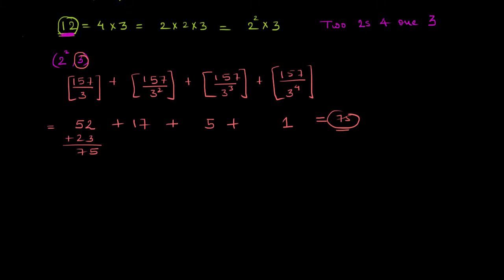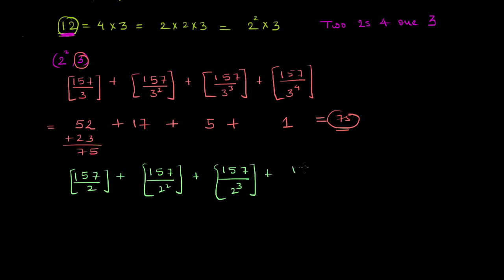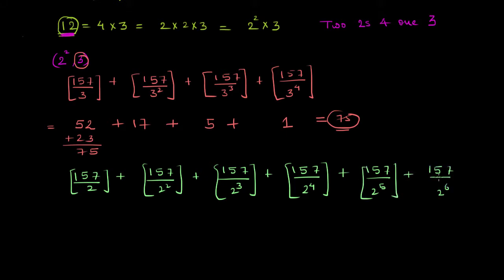157, let me use some different color. 157 divided by 2, I'll take the greatest integer of this, then 157 upon 2 square, the greatest integer of this, then 157 upon 2 cube, I'll take the greatest integer, and this process will continue till I have 0 as my greatest integer. 157 upon 2 to the power 5, 157 upon 2 to the power 6. Let me do this here, then we'll continue further.